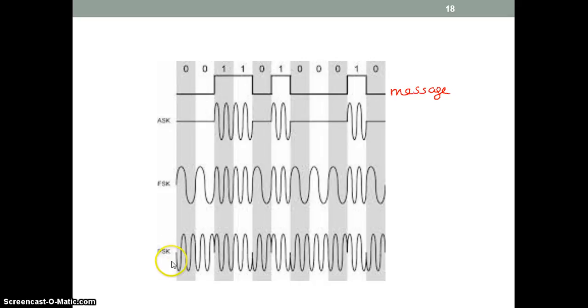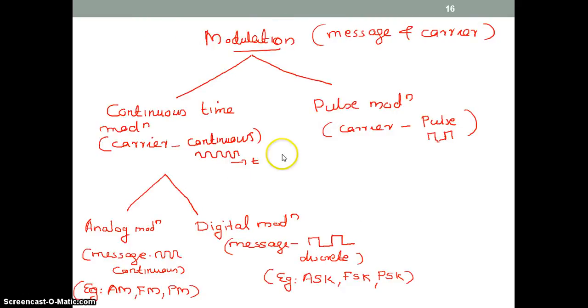Now comes to the PSK, phase shift keying. Phase of the carrier will shift in accordance with the amplitude of your message. Look here, when it is 0, your carrier signal is like this. When it changes from 0 to 1, the phase is not continuous, it is shifting. Again from 1 to 0, phase is shifting. So, phase of the carrier will shift according to the amplitude of your message. That is called phase shift keying. So, I think now continuous time modulation is clear.